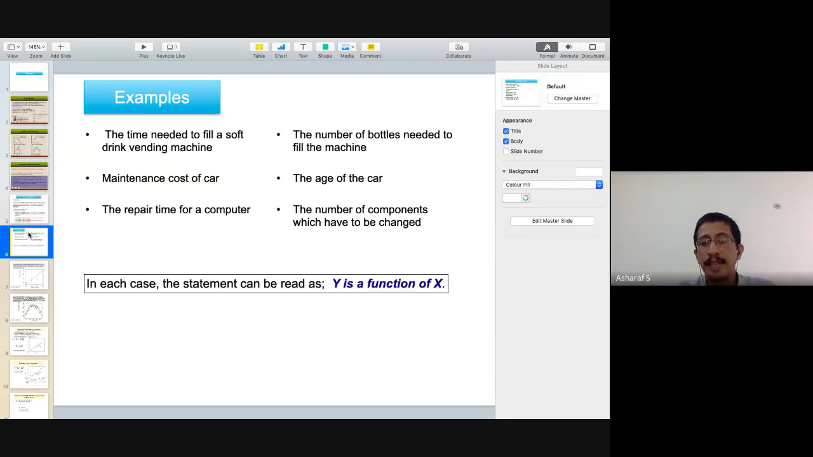In this case, we can say that the statement can be read as y is a function of x. And how do you mathematically represent this notion of y being a function of x, right? Is there a relationship? And if there is a relationship, how do you identify it? Correlation is a good mathematical tool to identify such a relationship. If such a relationship does exist, how do you model it mathematically?